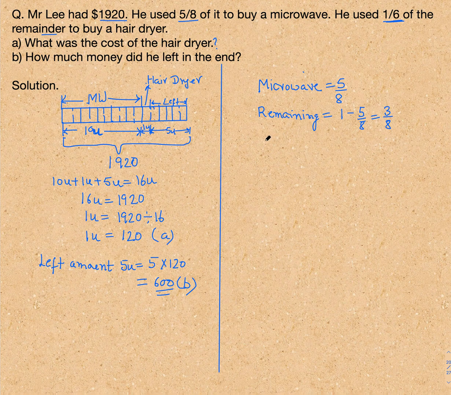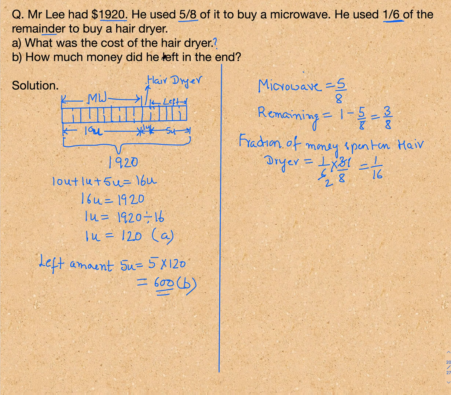Then what fraction of the money did he spend on the hair dryer, right? We know that he spent 1 by 6 of the remainder to buy the hair dryer. He's left with 3 by 8 of his money, right? That's the remainder. So the fraction of money spent on the hair dryer is 1 by 6 of 3 by 8, because that's the remainder. If you cancel 3 with 6 here, you will get 1 by 16. That means 1 by 16 of his money was spent on the hair dryer, right?